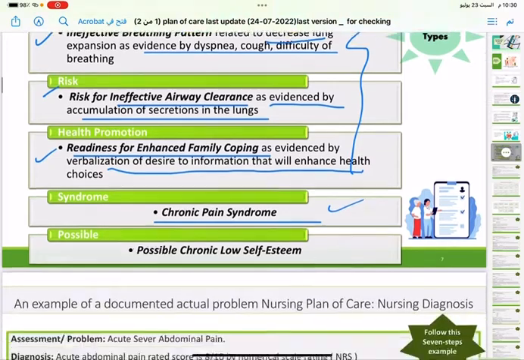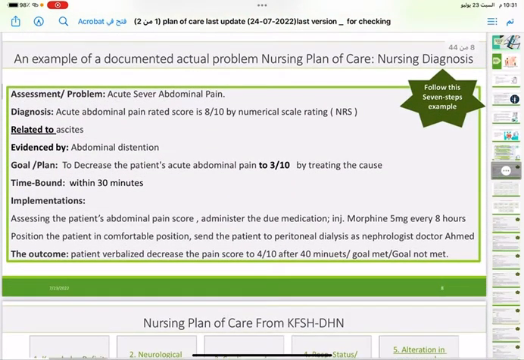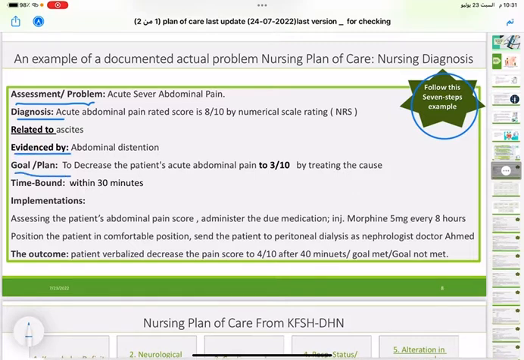Okay, then here is the example. You can see the example for how to write the nursing diagnosis. So I want all of you to understand that these are the 7 steps you will follow here, starting from the assessment and the diagnosis. If you write a diagnosis, there is related to, because the diagnosis is related to what, and then evidence, and then the goal, time, implementation, and then outcome. You can see these are the 7 points that you can collect.